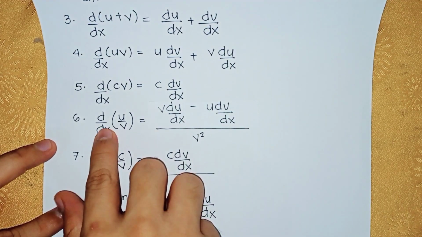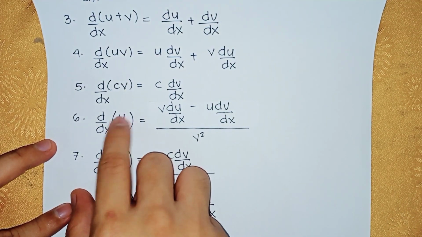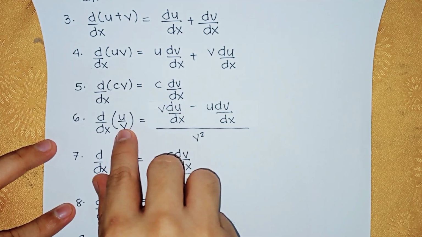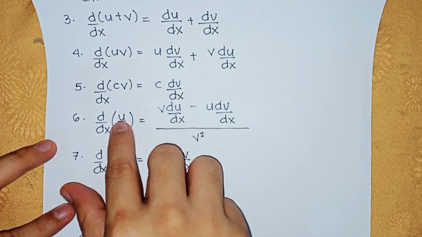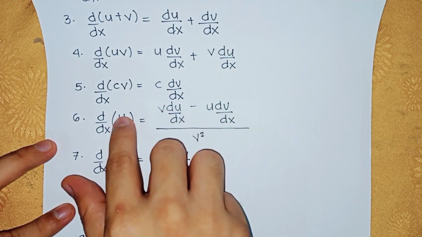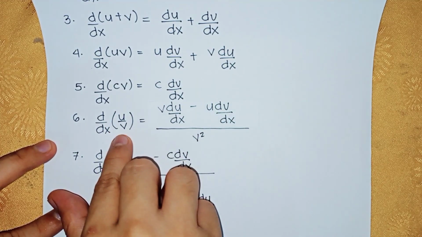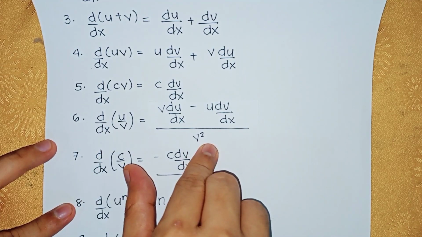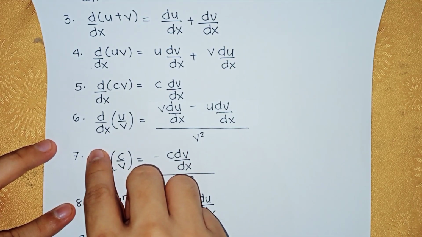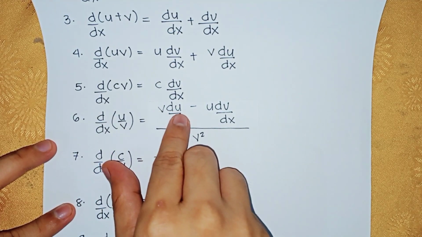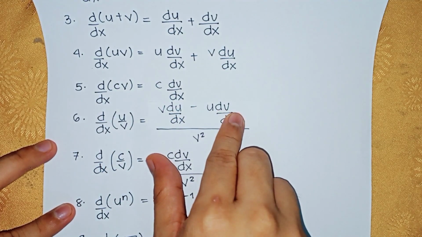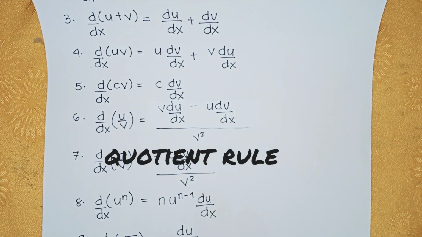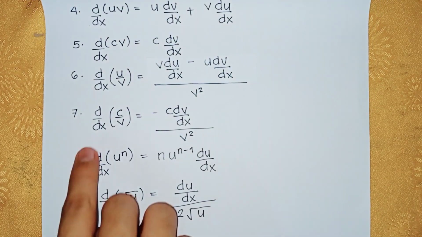Rule number 6. The derivative of a quotient of two functions is equal to the denominator times the derivative of the numerator minus the numerator times the derivative of the denominator, all divided by the square of the denominator. So, the derivative of u over v is equal to v du minus u dv over v squared. This rule is called the quotient rule. Okay? So, rule number 7.